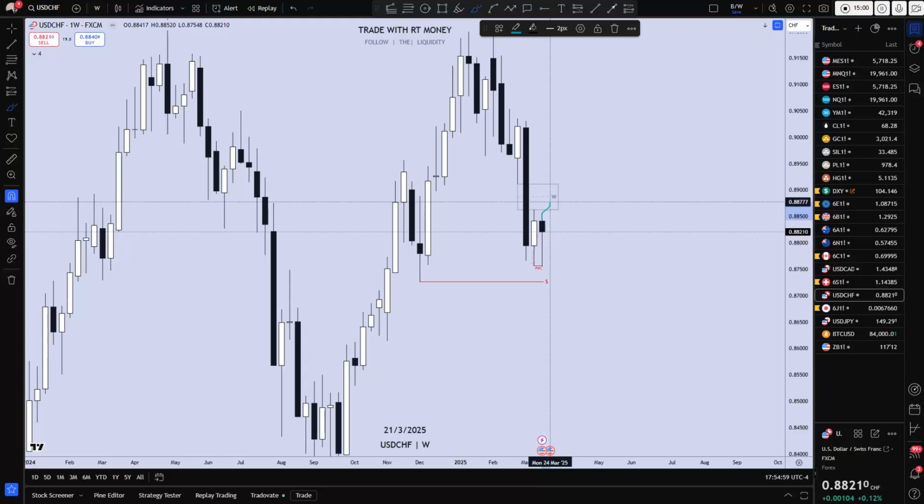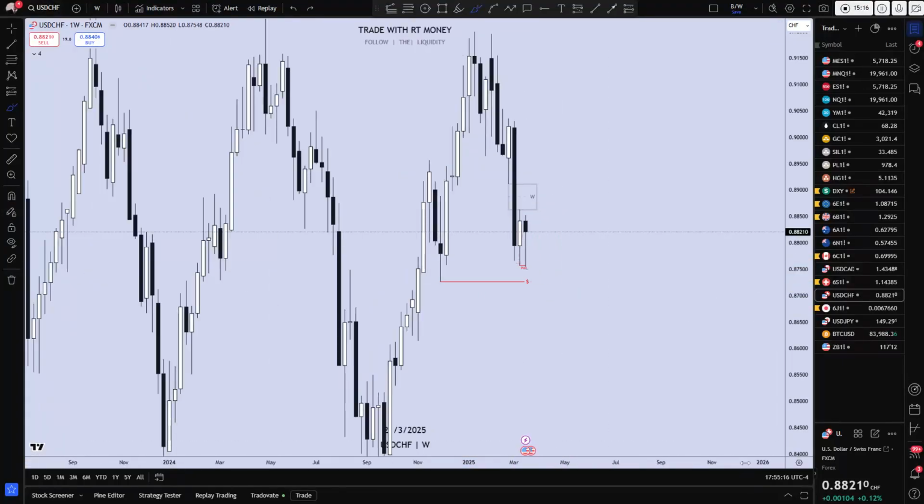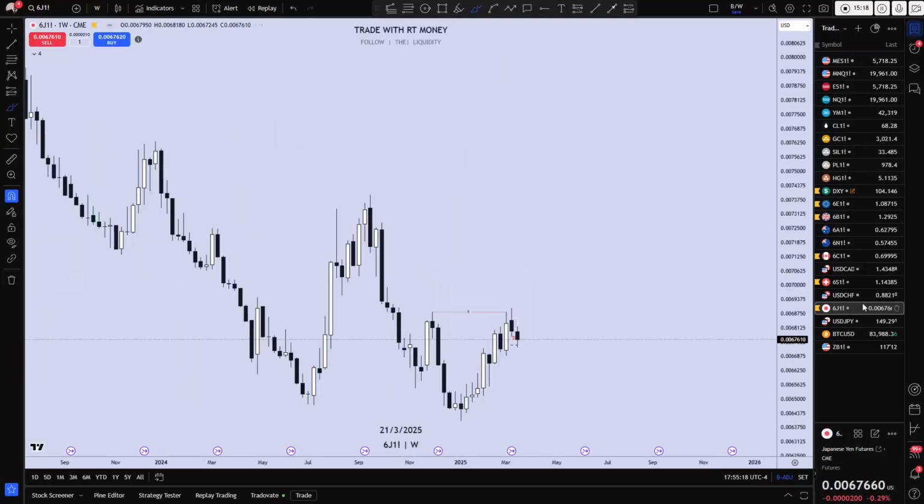I'm looking for price to find that temporary strength by way of the US dollar and then fall from there. I'm looking for price to come into these lows here for sell side liquidity. Got it? Now we're going to take a look at the yen.